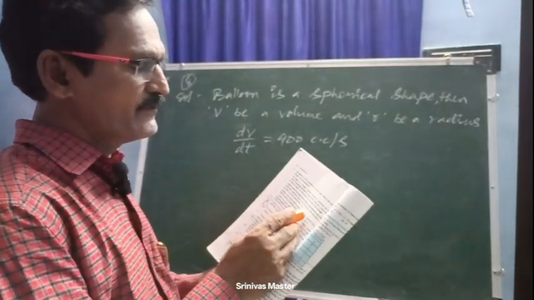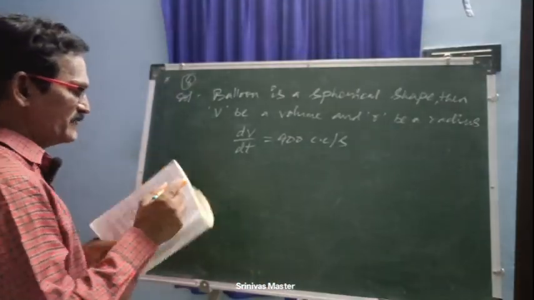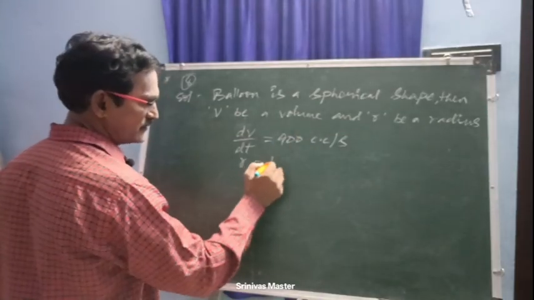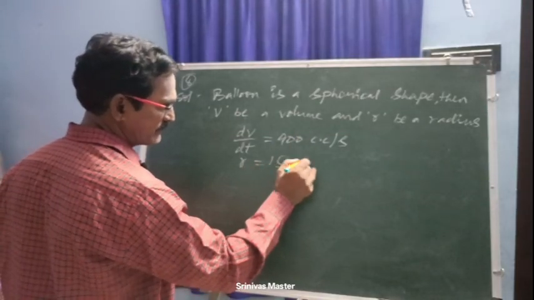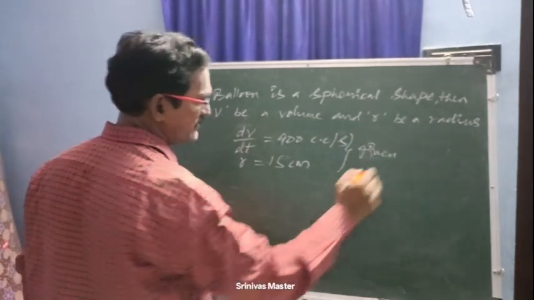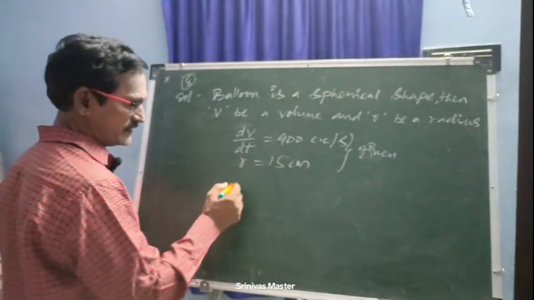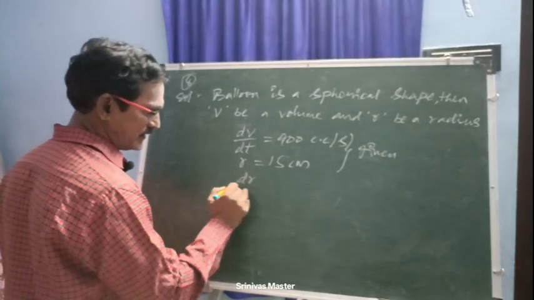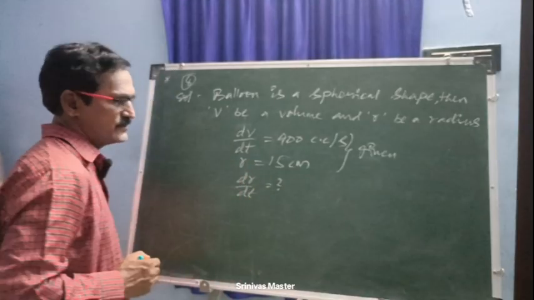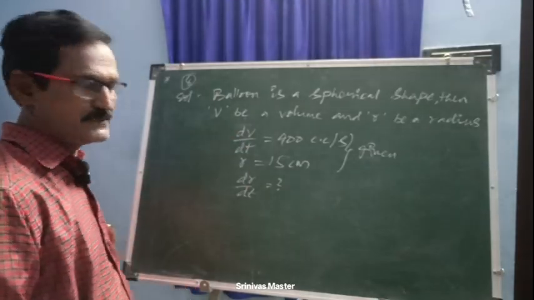Next, what is given? Find the rate at which the radius of a balloon increases when the radius is 15 centimeters. Radius is represented by R now, so R is equal to 15 centimeters. These two are given, right? So according to the question, how fast is the radius increasing in a balloon? He is asking for dr by dt. dr by dt equals how much? That is the question.